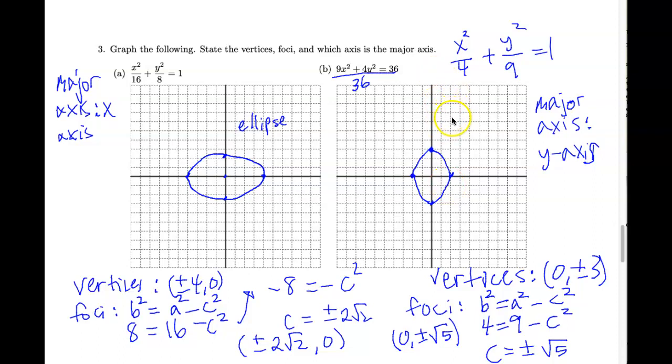And so just be careful with how things switched. You'll know you've done something wrong when you have a negative number inside the square root when you solve for the foci. So the b squared is associated to the minor axis, the a squared is associated to the major axis. And so when you plug all that in, you'll get 4 equals 9 minus c squared. Subtract 9 from both sides, you get negative 5. The negatives cancel and square root both sides, giving you plus or minus. And because the major axis is now on the y-axis, the ordered pairs for the foci are 0, plus or minus square root 5.